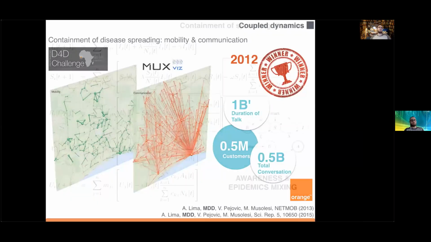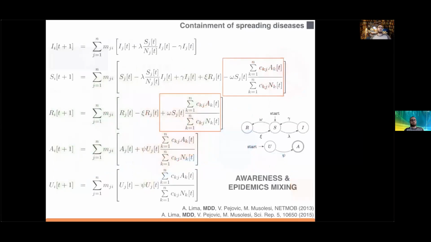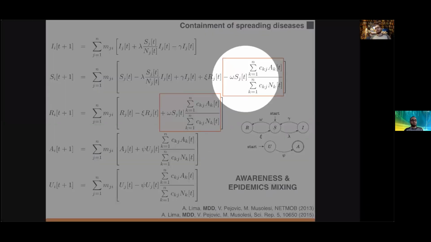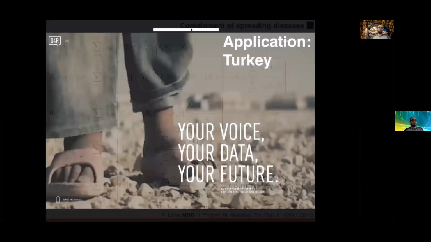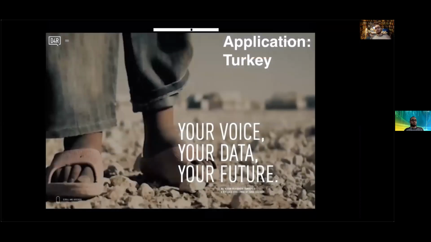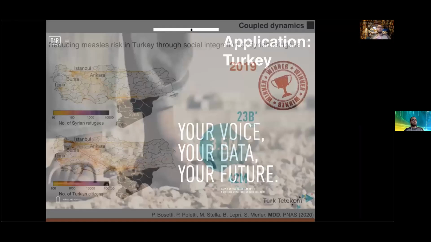Then we have written down some models, so some equations for modeling the dynamics of interacting mobility and communication. And here you can see these are the coupling terms bridging the two dynamics in order to better understand which type of policies one should implement in order to contain the spreading of a disease in that country.